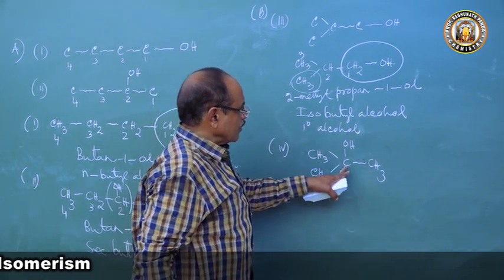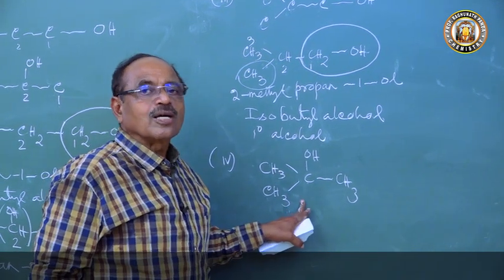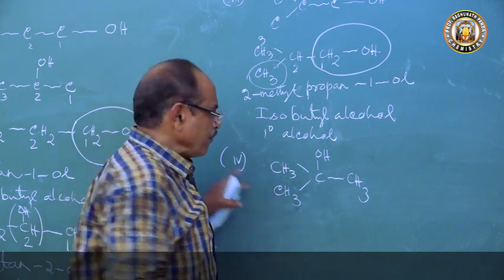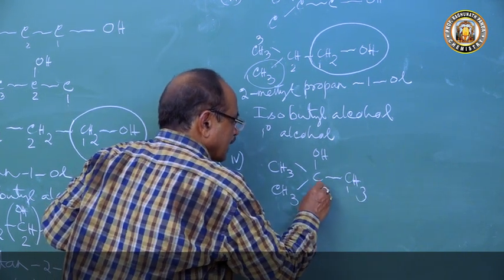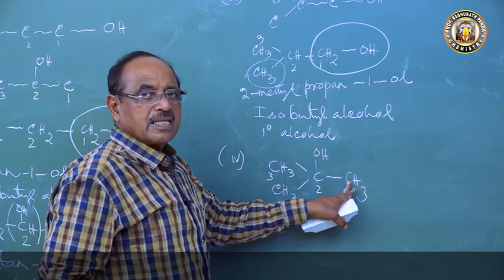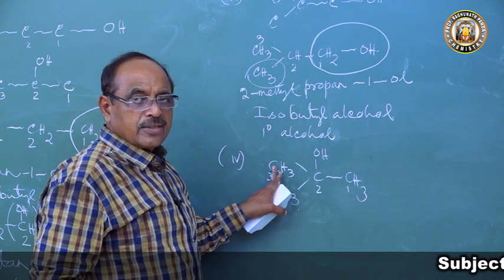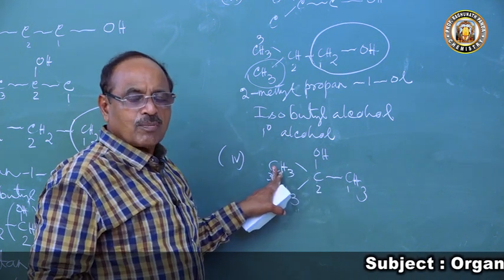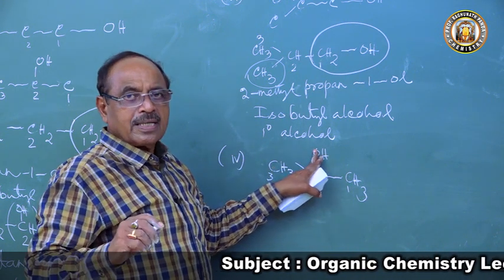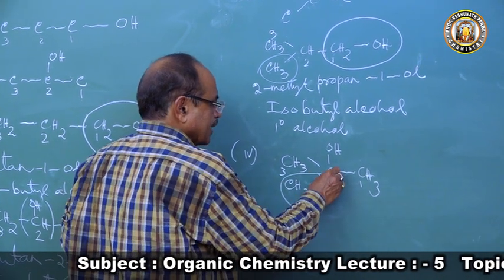Here a carbon atom is bonded to 3 methyl groups, so this is a tertiary alcohol. Then what is the name? Choose the longest continuous carbon-carbon chain. How many carbon atoms are there? 3 carbon atoms, so it is a derivative of propane. The OH group is bonded to the second carbon, so propan-2-ol.